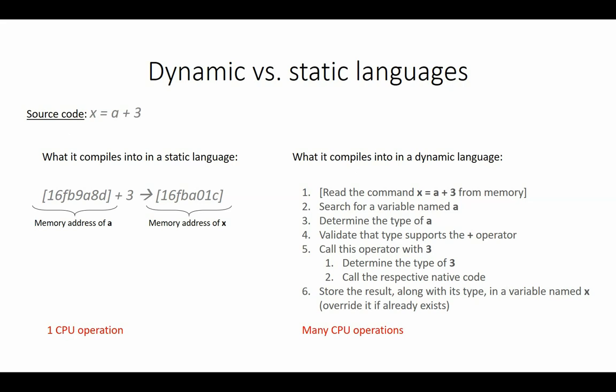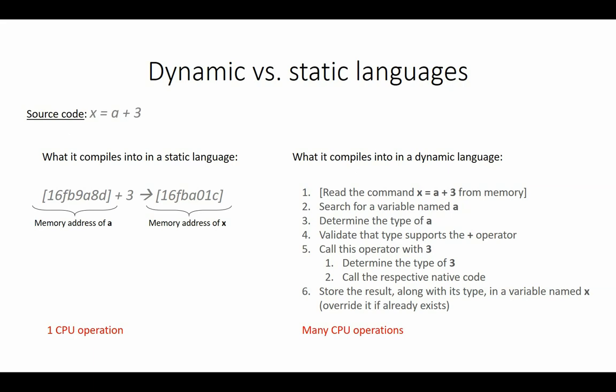Then it would have to determine the type of a, saying, for example, that it's an integer. Then it would have to validate that this type indeed supports the plus operator. So the plus could mean many different things in Python. It could be a plus for integers. It could be a plus for strings. These are two separate things. So it now says that it's a plus for an integer. And then it would have to call this operator with the value 3. So again, it would have to determine the type of 3, and only then call the respective native code. So only in this step, the CPU actually performs the operation that you intended to perform.